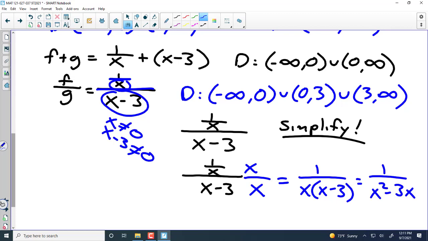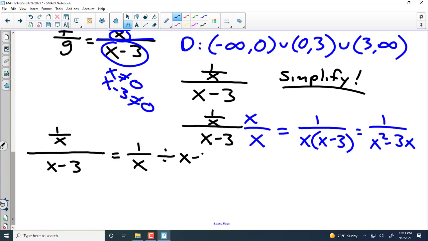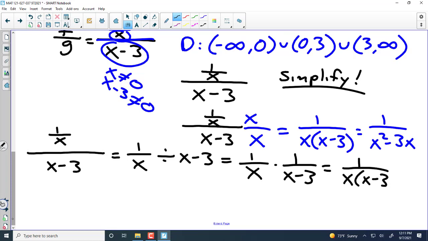The other way people do this is they remember that you have 1 over x divided by x minus 3, and so that's the same as 1 over x times the reciprocal of that, 1 over x minus 3, like that. The math homework hates complex fractions, fractions within fractions. So whatever technique you've learned to get rid of them, you need to get rid of them. And that's kind of 2 different ways to do it.